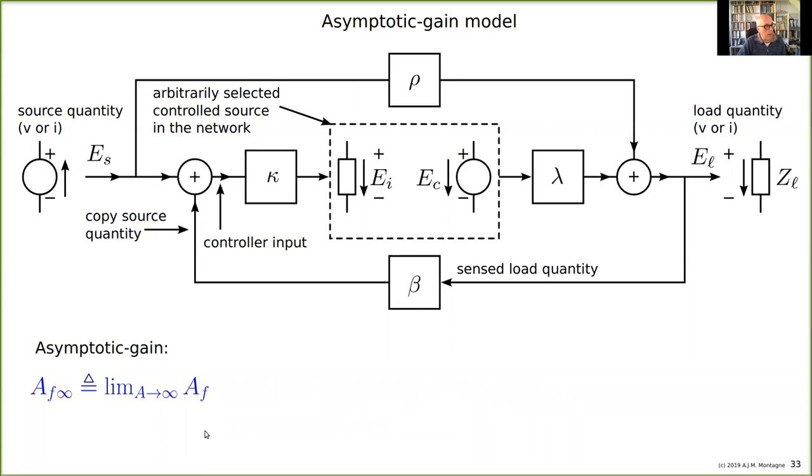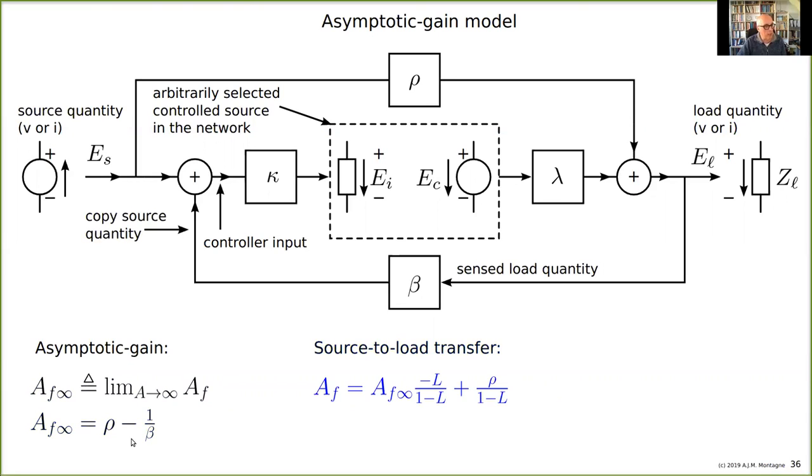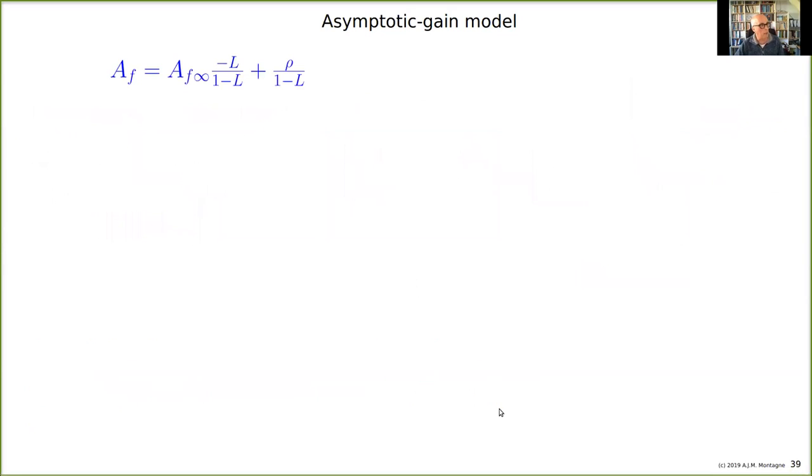Then we have the asymptotic gain, and we calculate it. This is easy to calculate from the previous expression. And then we substitute this back in the source to load transfer. And if you do so, you get this expression. You see that the gain with feedback A index F equals the asymptotic gain times minus L divided by 1 minus L, plus rho divided by 1 minus L. Now, can we say something about this expression? I hope so, otherwise this was all for nothing.